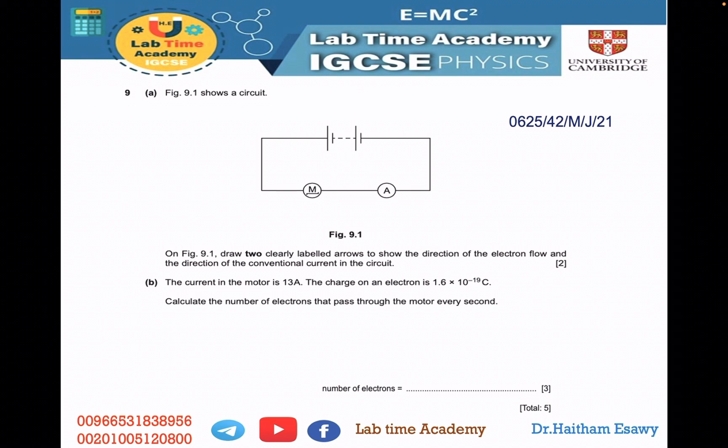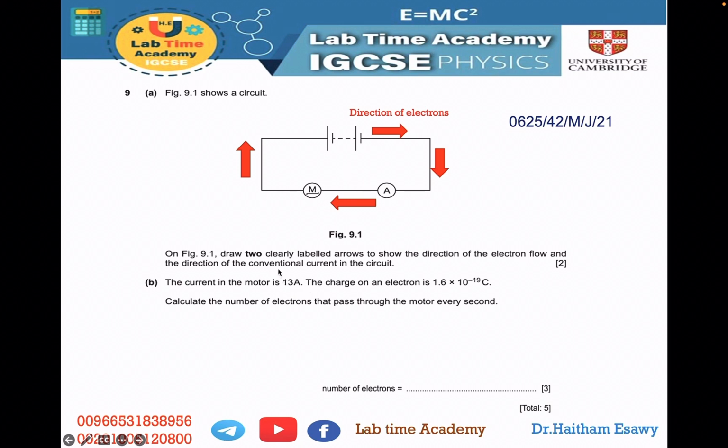Figure 9.1 shows a circuit. On Figure 9.1, draw two clearly labeled arrows to show the direction of the electron flow and the direction of the conventional current in a circuit. Actually, we have a difference between the direction of the electron flow and the direction of the conventional current. The electrons move from the negative pole of the battery to the positive pole, as you see.